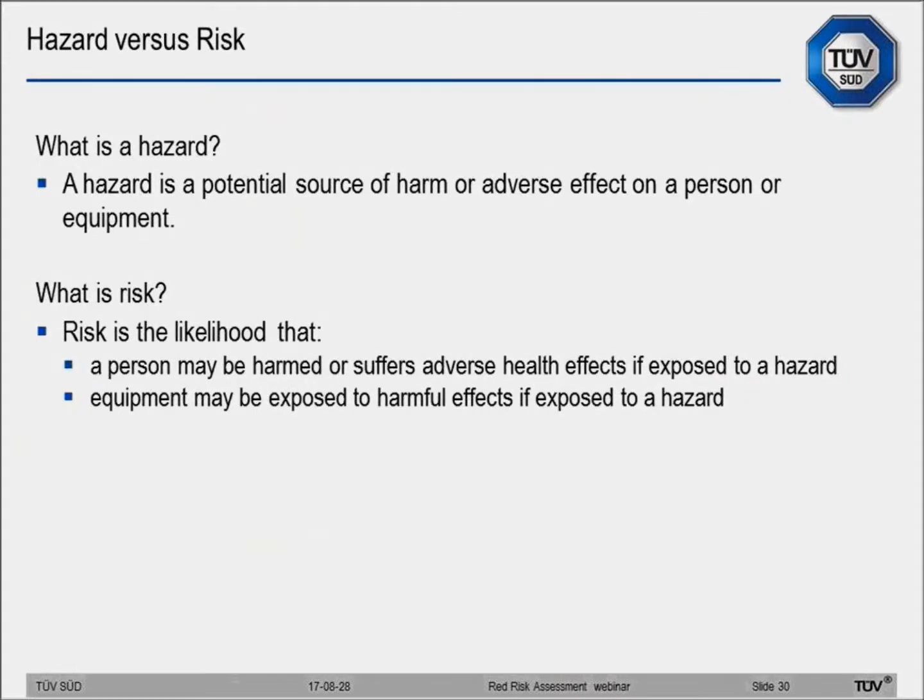Hazard versus risk. Hazard and risk are often used interchangeably. However, despite their similarity in context, their difference in meaning is important for assessing risk. A hazard is a potential source of harm or adverse effect on a person or equipment, whereas risk is the likelihood that a person or equipment may be exposed to an adverse effect. For example, if there is a spill of water in a room, then the water would present a slipping hazard to persons passing through it. If access to that area was prevented by a physical barrier, for example, then the hazard would remain, although the risk would be reduced.